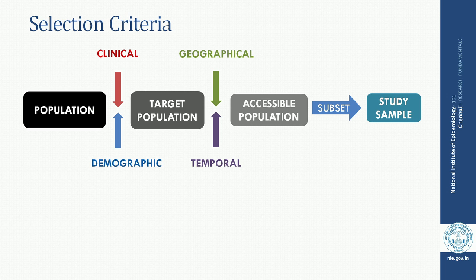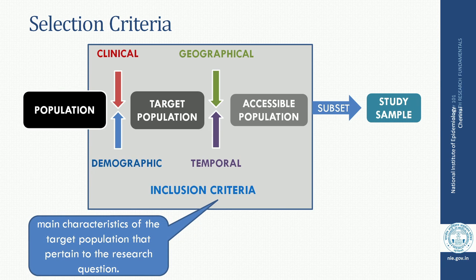Fine. So let us see the other important part of selecting the study population in health research, called selection criteria. So what is selection criteria? This flow chart, which we have discussed already, shows how we derive a target population by a set of clinical and demographic characteristics, and how we derive the accessible population, which is a subset of the target population, by means of geographical and temporal characteristics.